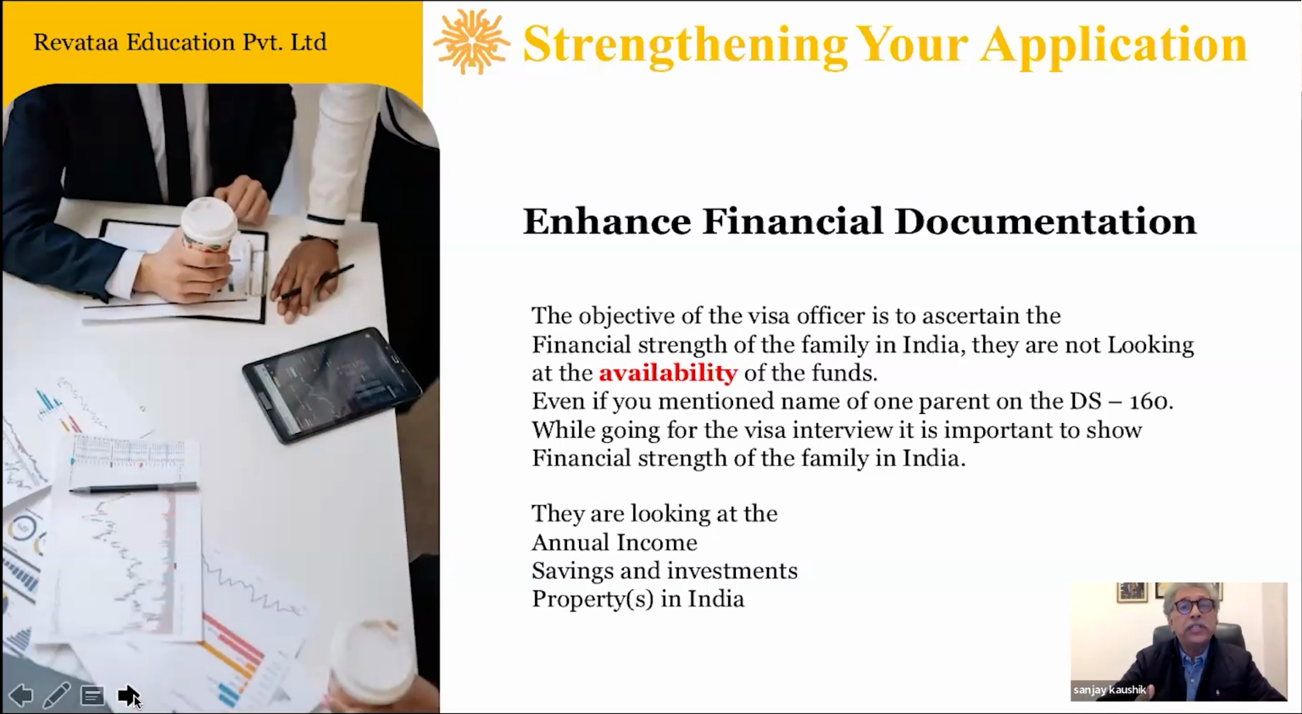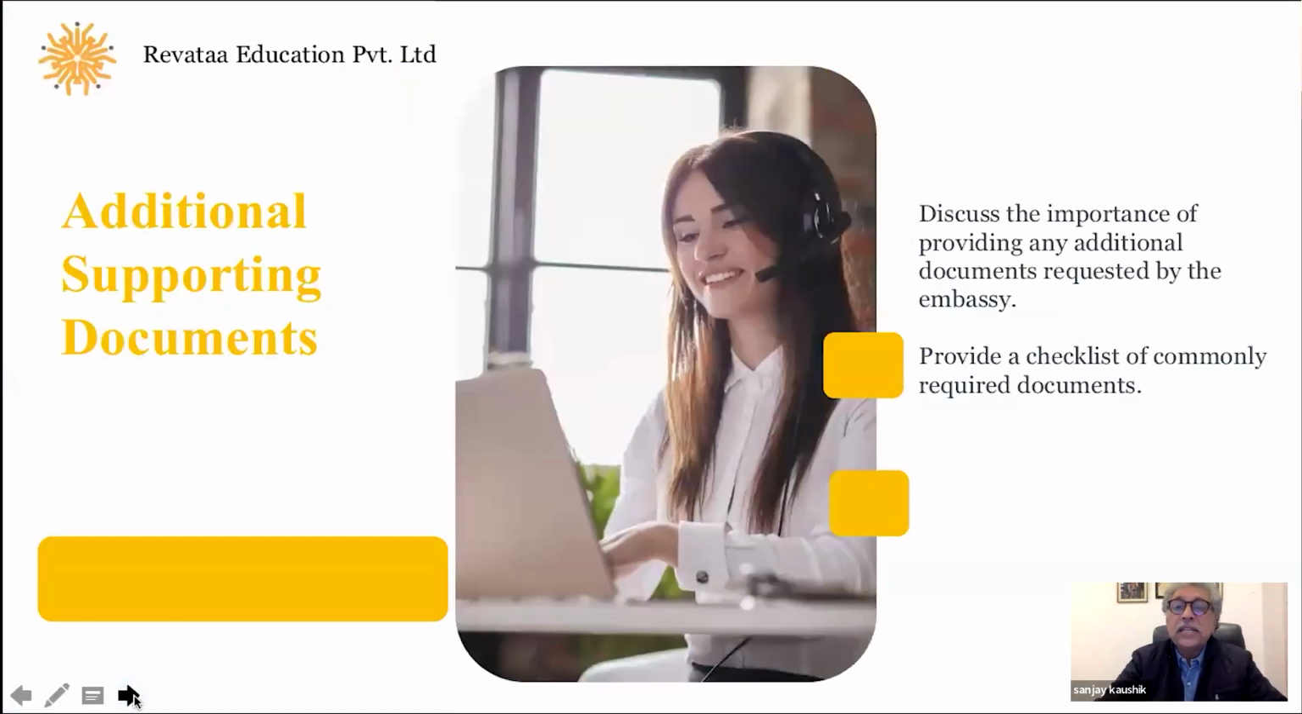So if you have an education loan, that shows that you have availability of funds. However, the officer is looking at, according to the visa law, financial strength of your family. So first talk about the annual income, the total savings, investments, the properties, and then talk about the education loan. That should be your sequence. Never start by saying that I've taken an education loan, because this could trigger something else in the visa officer's mind.